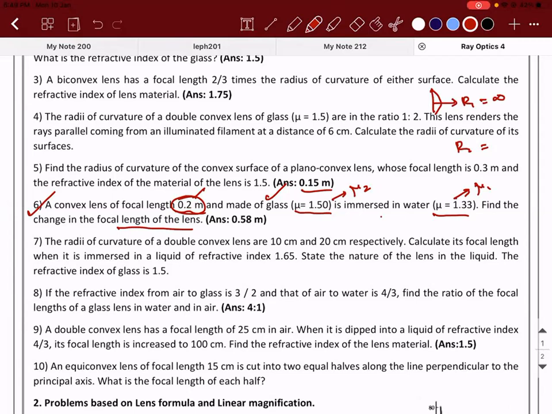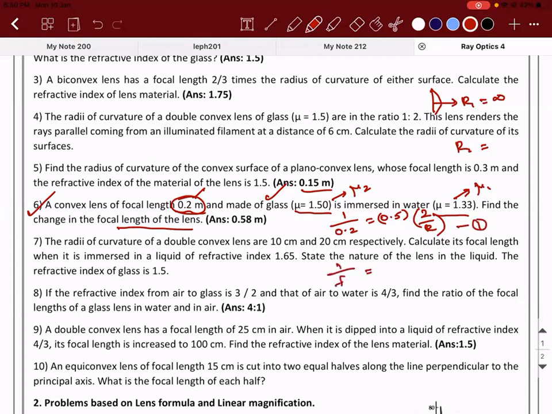So it's very simple, okay? 1 by 0.2 is equal to 1.5 minus 1, which is 0.5, into 2 by r. Did you understand what I did? 1 by f is equal to mu2 by mu1 minus 1 into 1 by r1 plus 1 by r2. Right? It becomes 2 by r. Now, this is case number 1. What about case number 2?